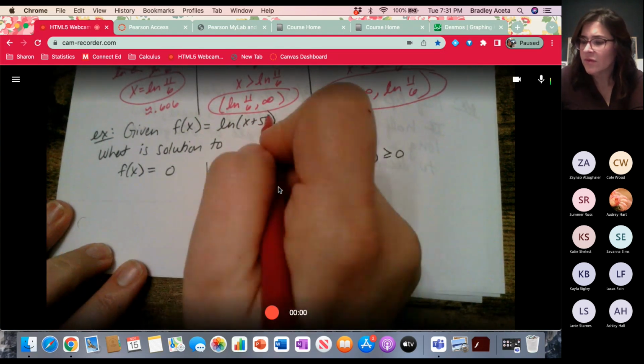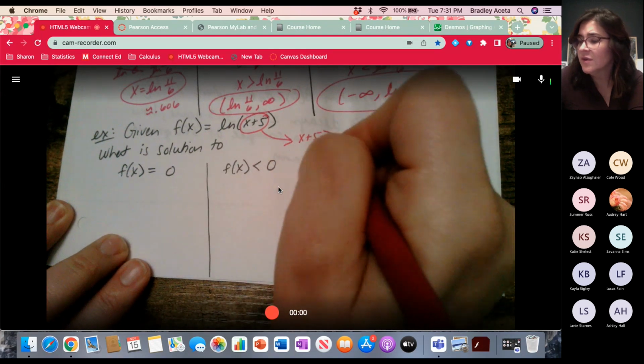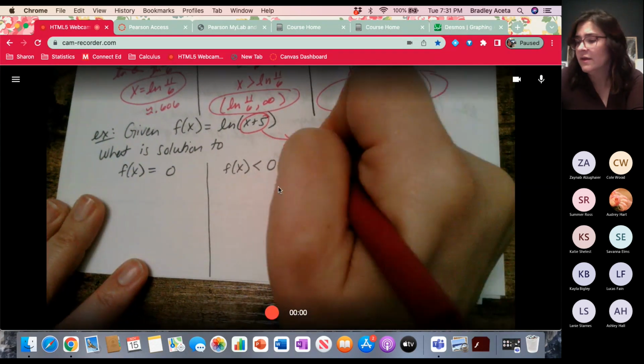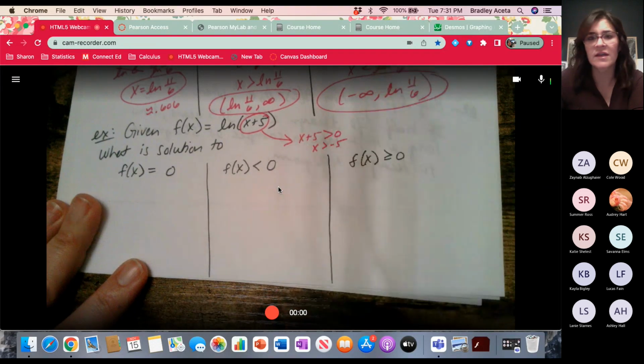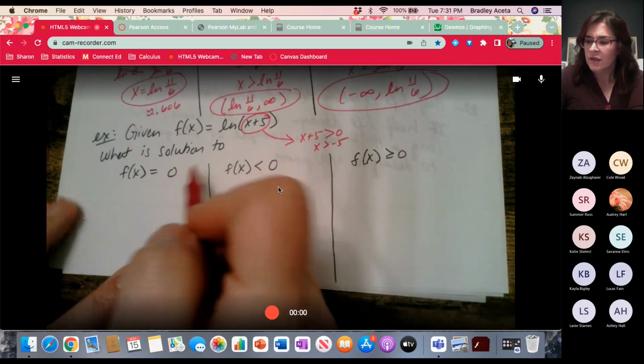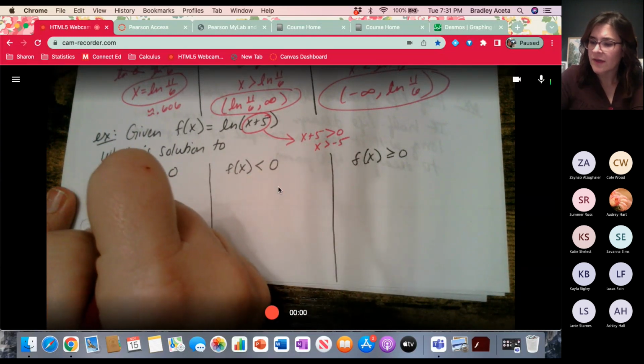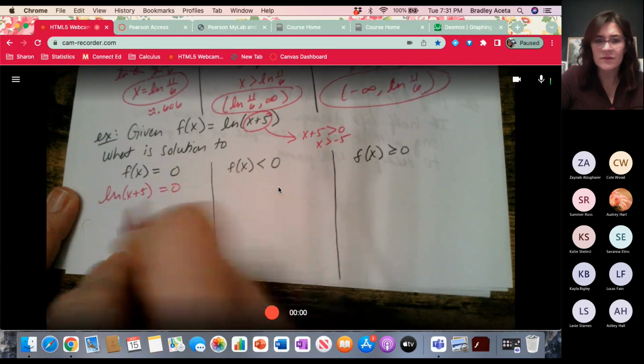So again, remember this x plus 5 has to be greater than 0. It just has to be. X has to be greater than -5. It can never be ever 0, and it can never ever be below 0. So for this part right here, ln of x plus 5 equals 0. This one's the easy part.